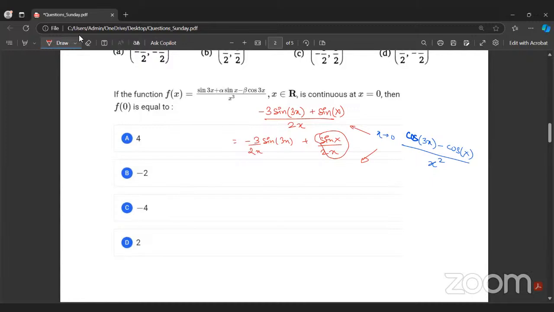So this thing becomes half. This thing becomes minus 9 by 2. So minus 9 by 2 plus half, so minus 4 is my answer. Right, everyone? Do you all agree? Yes, sir. Now, how did 9 by 2 come? It is 3 into 3, right? You have got this sine of 3x divided by x, so it becomes 3.